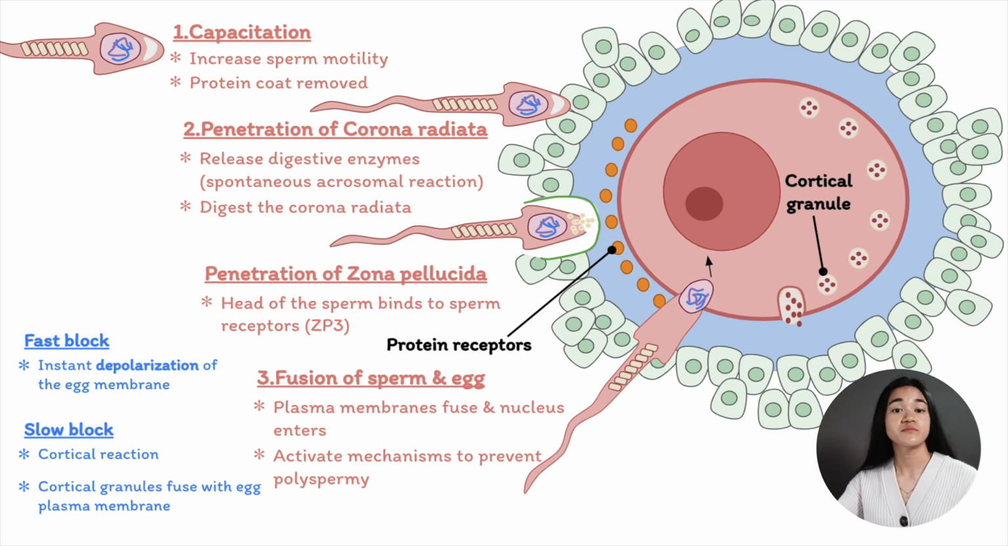So these zonal inhibiting proteins that are released by the cortical granules are going to release any other sperm that are attached to the egg. And it's also going to destroy sperm receptors so that no other sperm can bind to the egg.